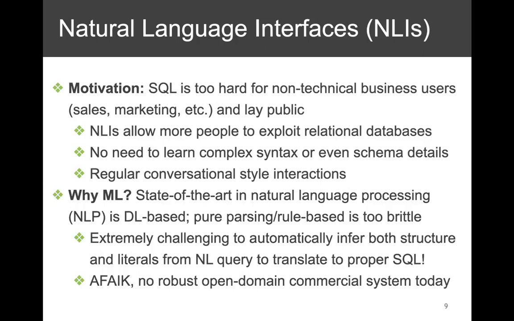So as far as I know, there is no robust open domain commercial system for NLIs today that will work out of the box in any domain you want, like finance, retail, telecom, and so on. Certain companies, like say from financial companies, they have a domain-specific system for what is called natural language translation, where the scope is much smaller. They only target the schemas that they already have and they already know.